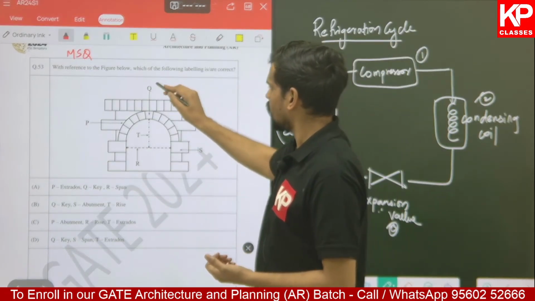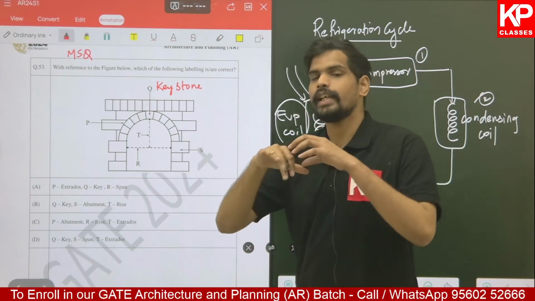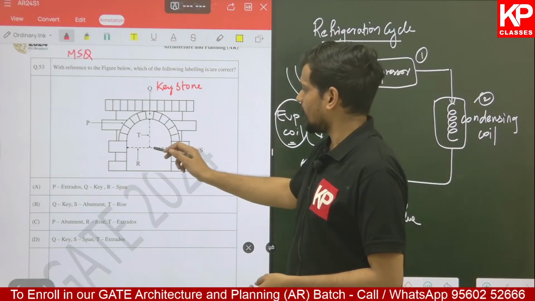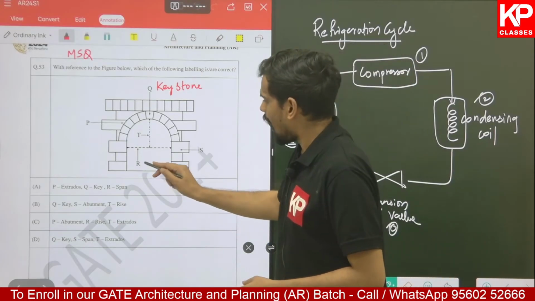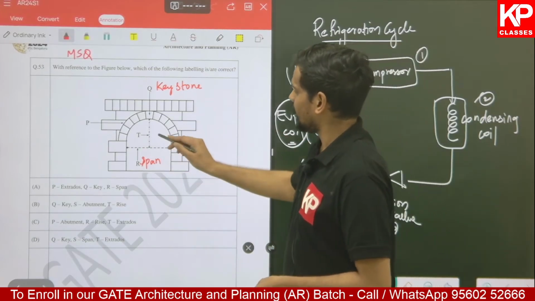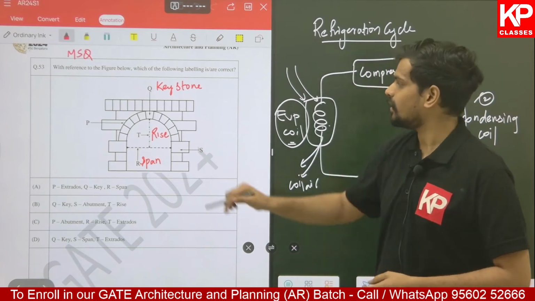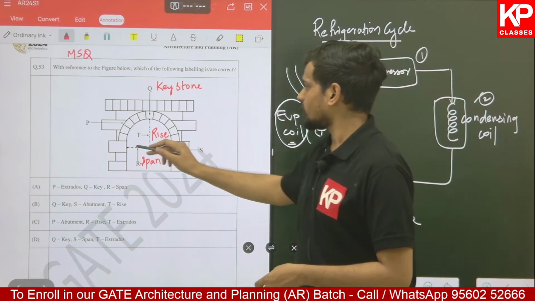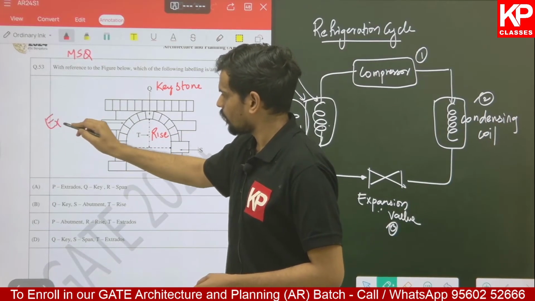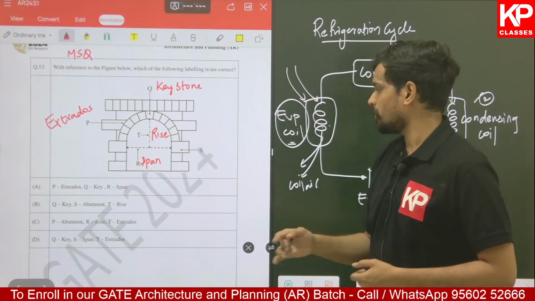Starting with Q, I'm sure you all know the central voussoir is referred to as the keystone, the central block which basically holds all the voussoirs together in an arch. Then as far as the arch geometry is considered, R over here is called the span of the arch, the horizontal clearance. The vertical clearance, which is marked as T, is called the rise of the arch. Rise and span, then you have the keystone. Moving further, the external lining of the arch, which is P, is called the extrados. The inner lining is referred to as the soffit or intrados.